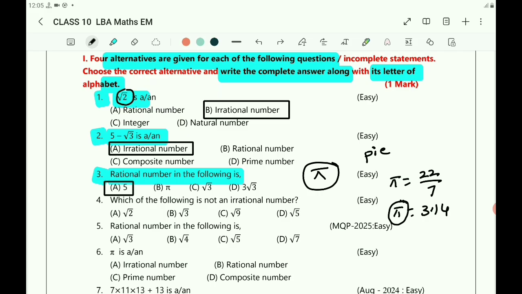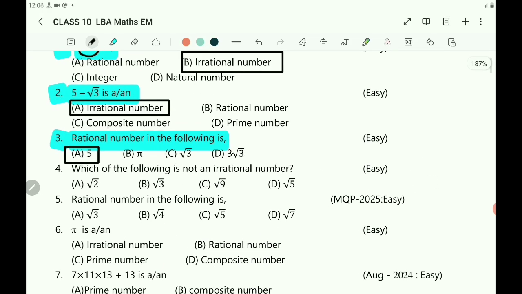Then next, you take the fourth question. What is that fourth question? Which of the following is not an irrational number? Not an irrational number means it is rational. Rational we have to find out. Then you take the first one, option A, root 2 is there, it is irrational. Option B, root 3 is there, that is irrational. Option C, root 9 is there, that is rational. And option D, root 5 is irrational.